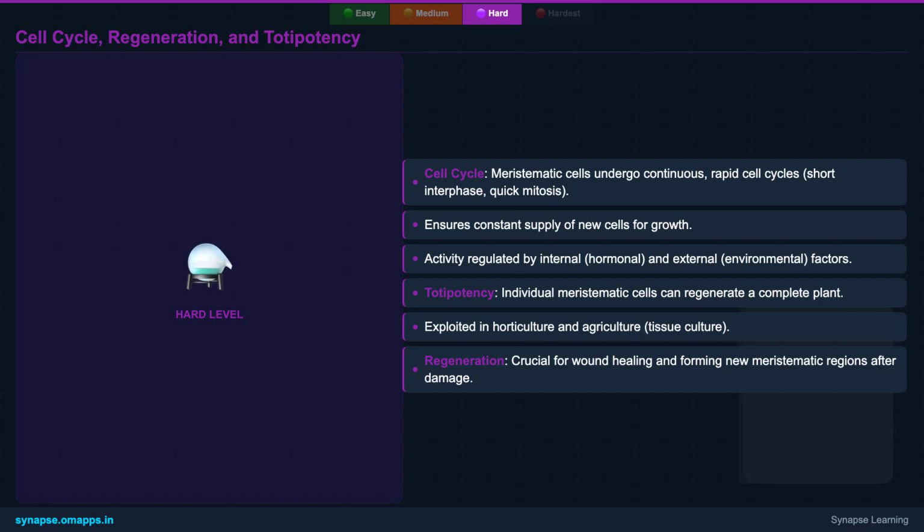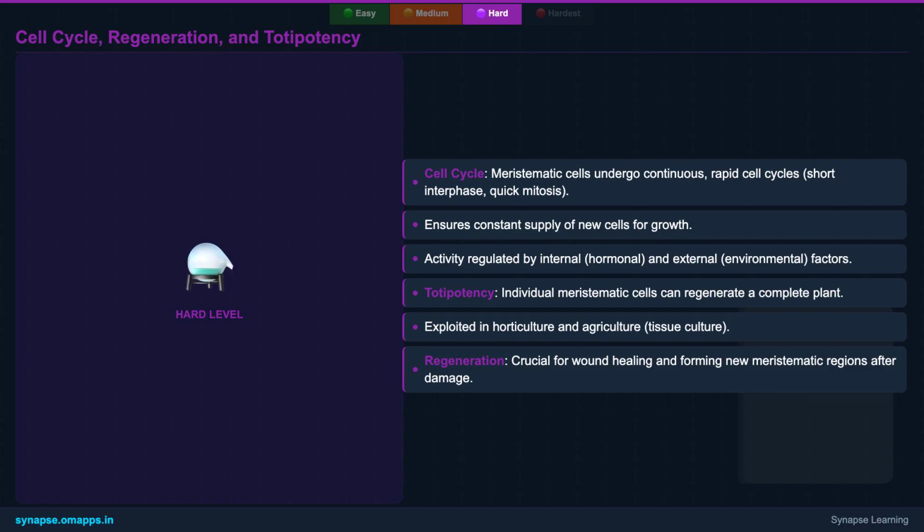This rapid turnover ensures a constant supply of new cells for the plant's development. This process is tightly regulated by internal signals like hormones and external cues from the environment. Furthermore, meristematic tissues exhibit remarkable totipotency. This means that a single meristematic cell, given the right conditions, can regenerate an entire new plant.